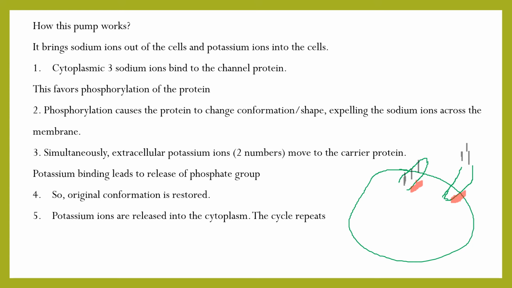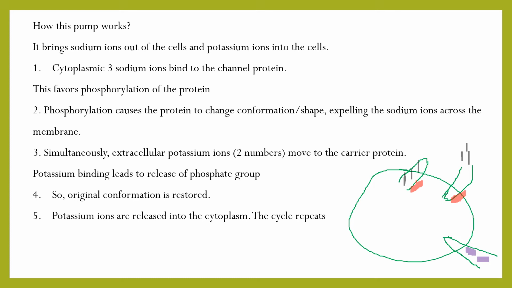Simultaneously, when these sodium ions are released, immediately two potassium ions are attached to this protein. For example, if this color is the color of potassium, two potassium ions are attached to this protein molecule. Whenever they are attached to this channel protein, the phosphate will be released, meaning the released phosphate is joined with ADP and ATP, that is energy, is produced.